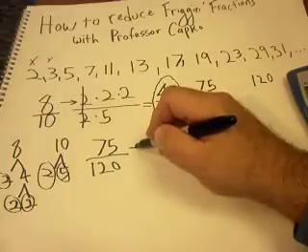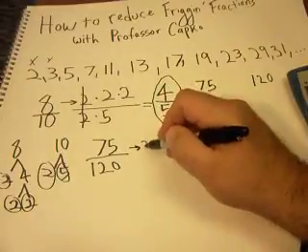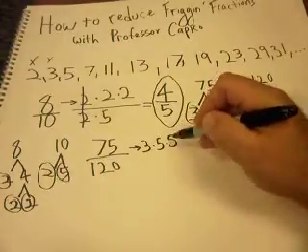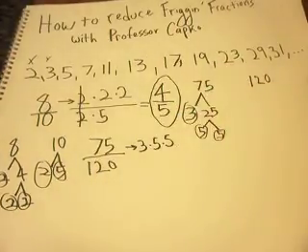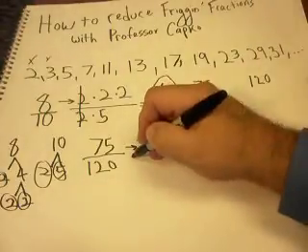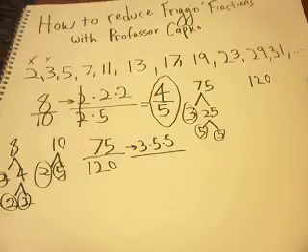So if I take my 75 and spread it out like peanut butter, I have 3 times 5 times 5. And you can always check that: 5 times 5 is 25, times 3 is 75. Makes sense. Draw my line. Let's do the same thing for the 120.